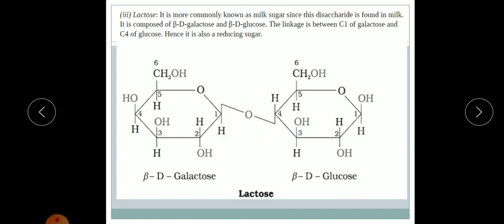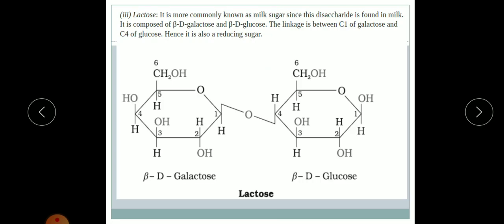Okay. Next, the third disaccharide we have got is lactose. It is very commonly known as milk sugar, since this disaccharide is found in milk. It is composed of beta D galactose and beta D glucose. The linkage is between C1 of galactose, that is carbon number 1 of galactose, and C4 of glucose. Hence, it is also a reducing sugar.